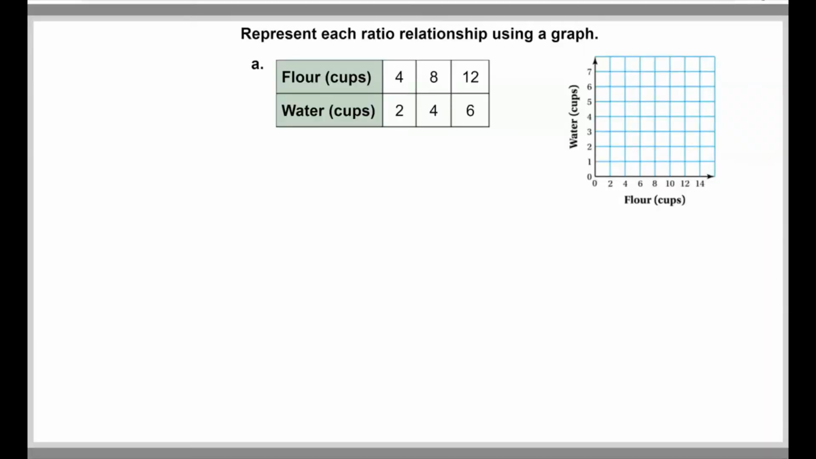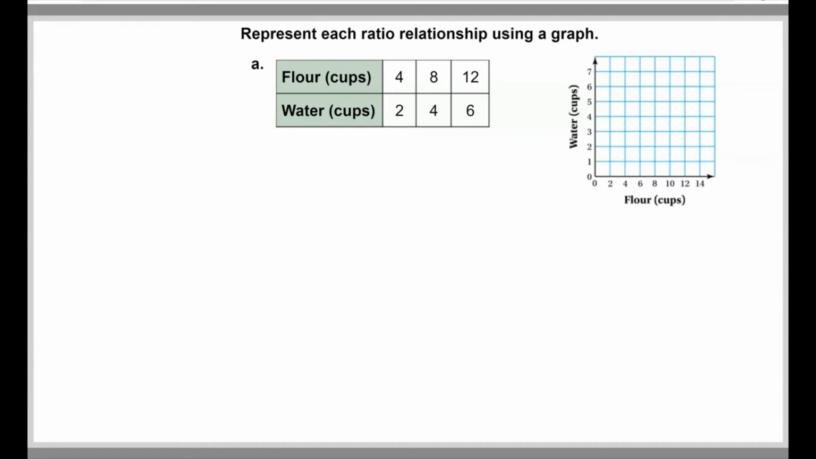So we are looking at graphing ratio relationships. Graphing a ratio relationship is a helpful way for us to visualize these ratios. If we already have a ratio table like you can see here, then it's actually quite easy to graph that. We've got, in this example, the ratio of flour in cups to water, also in cups. On our graph here, we have flour along the x-axis and water along the y-axis. All we need to do is to plot these points.